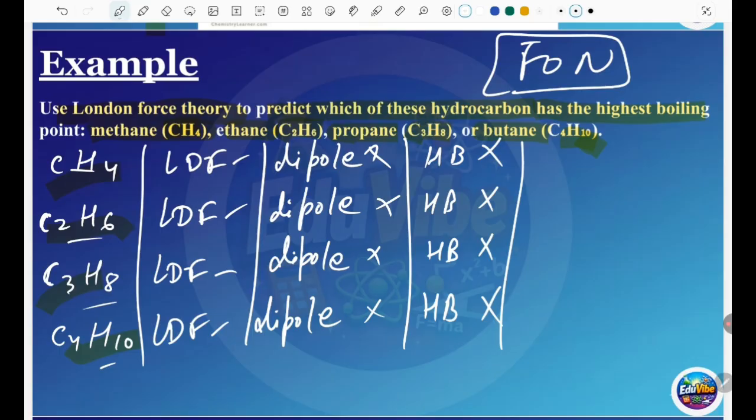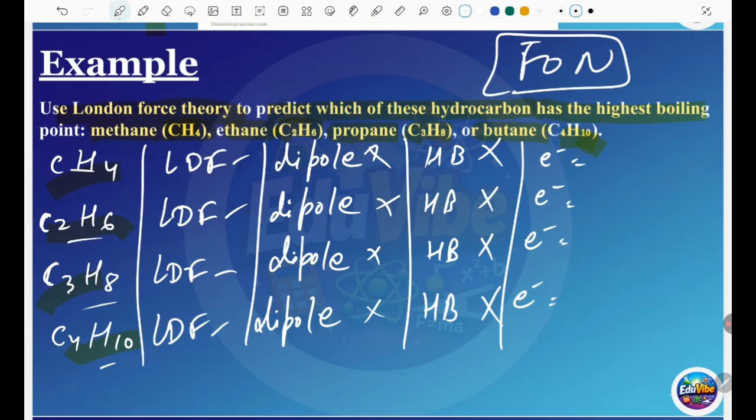So last thing, as I told you, the boiling point is also determined by the electrons they have. If they have the most electrons, then we can see that this has the highest boiling point. So we have to find the highest boiling point of which of these hydrocarbons. So we have to find out the electrons. So how can we find that?